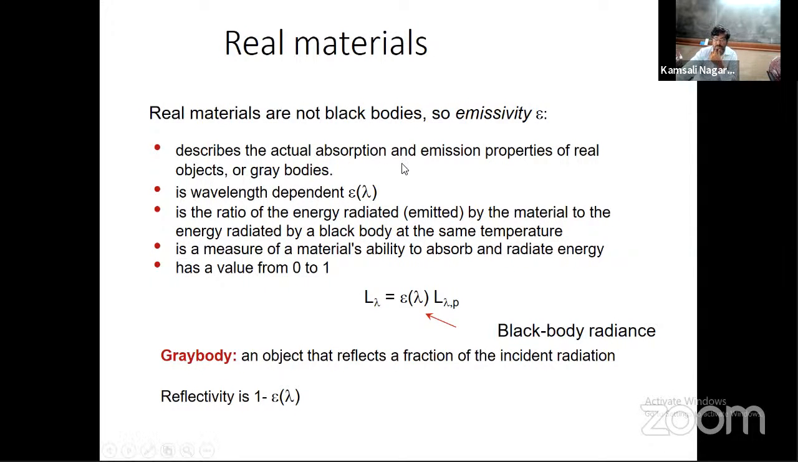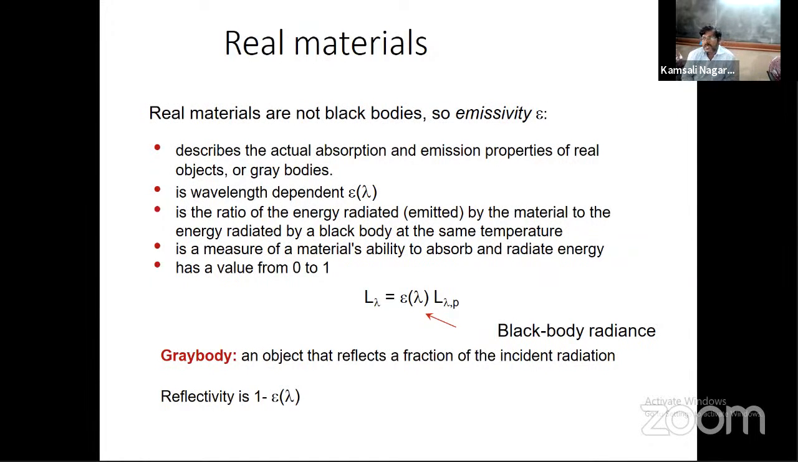This describes the actual absorption and emission properties of real objects, which you can call gray objects if they are not black bodies. They show a dependency on the wavelength. For different wavelengths, there will be different emissivity. It is a function of lambda, and it is the ratio of the energy radiated by the material to the energy radiated by a black body, that is, the radiation emitted by a body to the radiation emitted by a black body at the same temperature. That also gives us the emissivity.